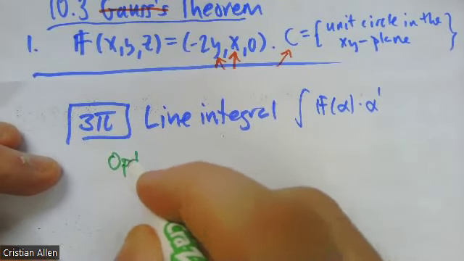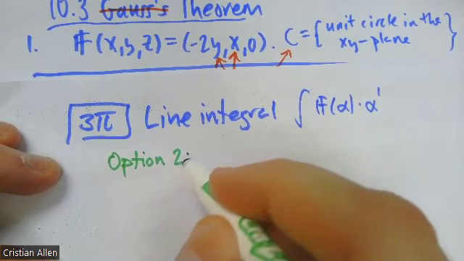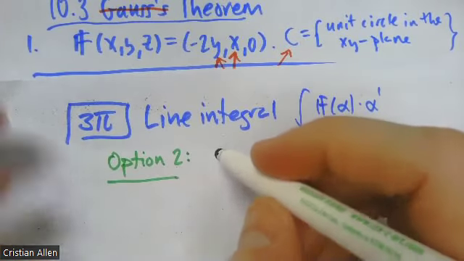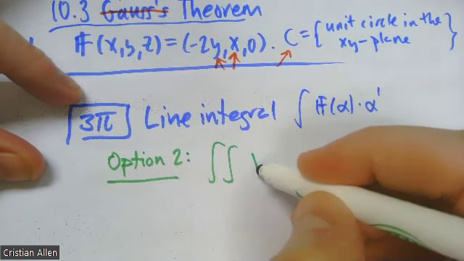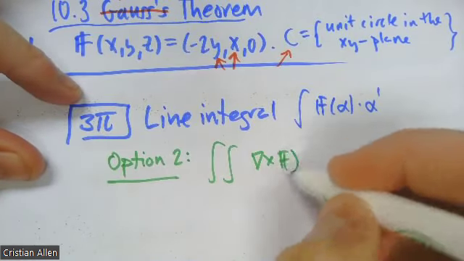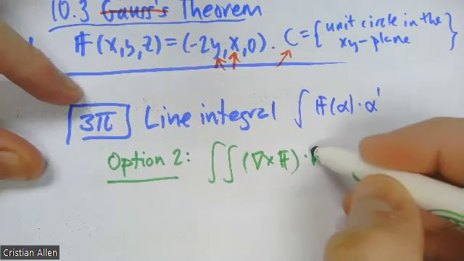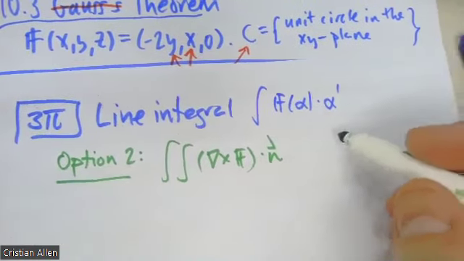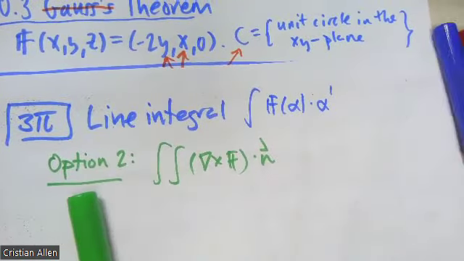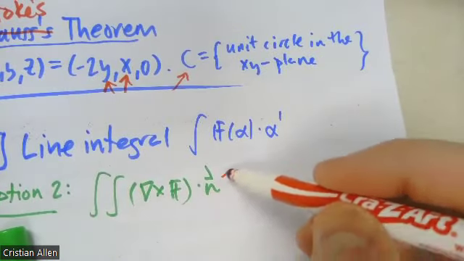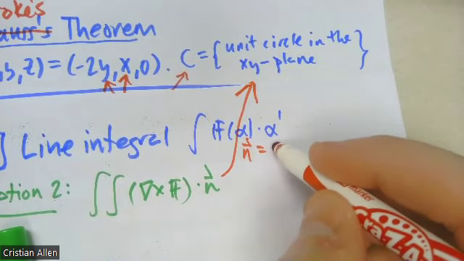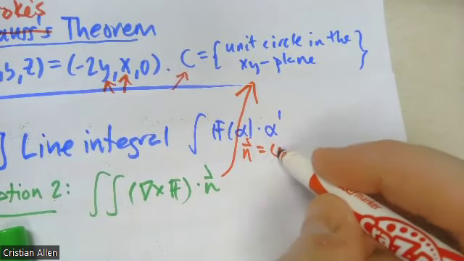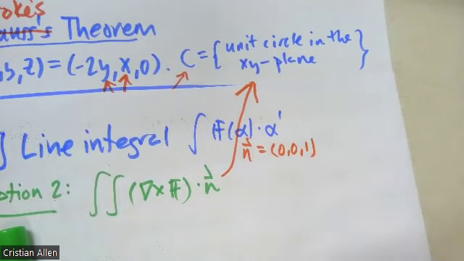This is kind of option number 2 when you're doing these problems is, hey, maybe you don't want to do the line integral. So we will do the double integral of the curl of the vector field dot the normal vector to the surface. The normal vector to this particular surface right there is, because that's lying in the xy plane, it's just 0, 0, 1.